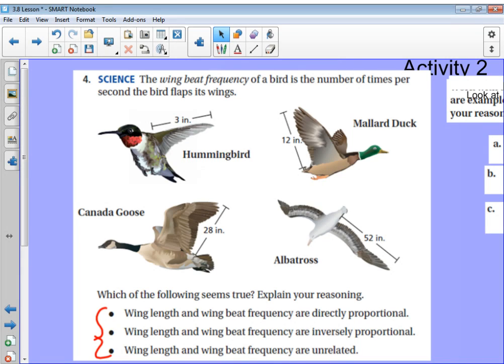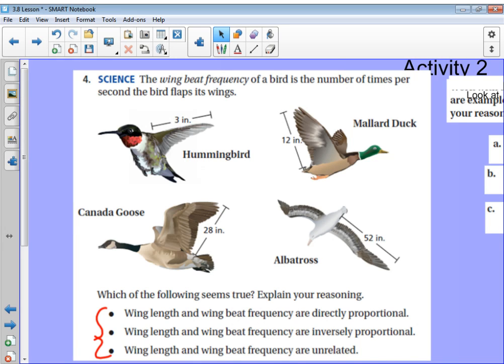So the first one, you have the wing length and the wing beat frequency are directly proportional. So that means that as the length of the wings are longer, then that means the frequency is also a higher number. So they would have to flap their wings more often is what that means.